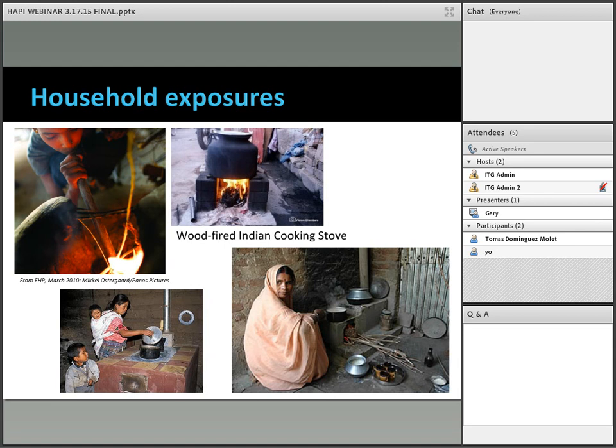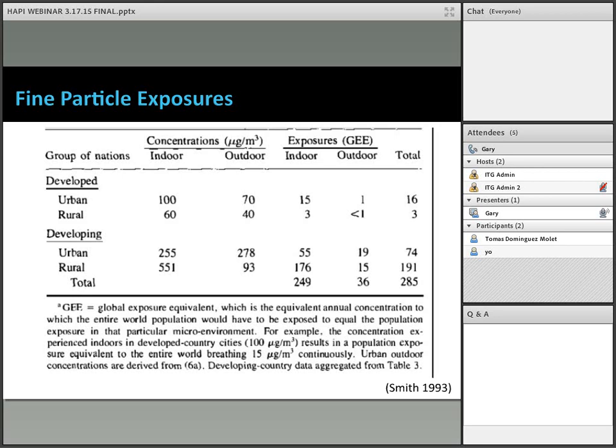And once again, it's not just about thinking about these exposures, but thinking about what transitions are possible, whether it's moving families from a place where they're living in some standard housing, where they're using traditional fuels, into modern housing, or it's about better stove design. This is a really old table. This is from 1993, Kirk Smith, but I think it highlights this issue.